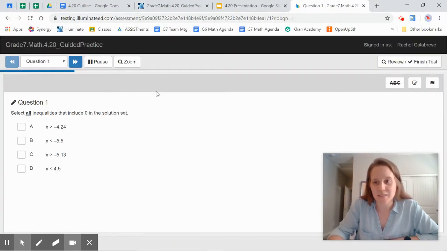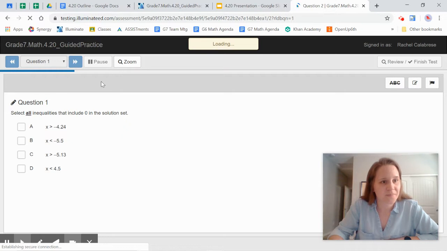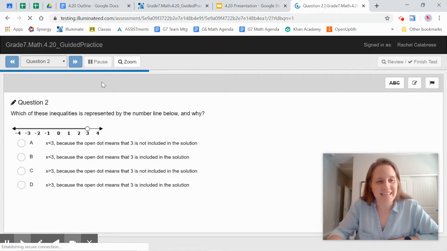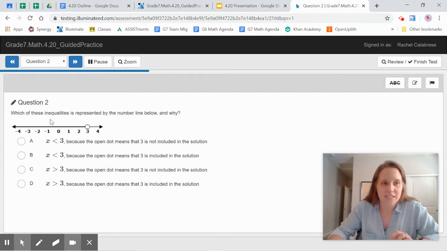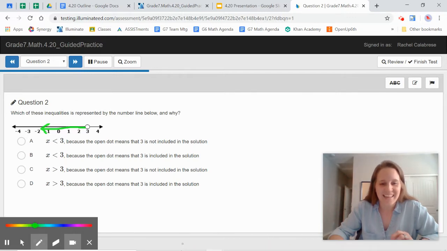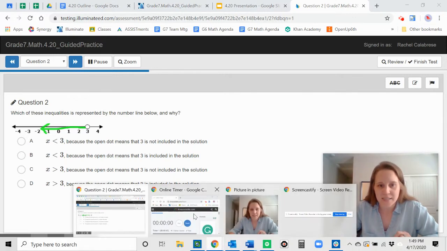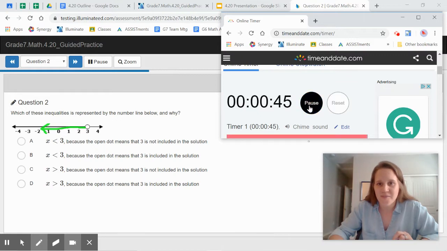Is this coming back to you? I hope so. All right, question 2 has that number line graph. I want you to read this on your own, but I want to point out that the values over here to the left, this line is more bold, and that's where the arrow is going. And that is an open circle. Okay, let's take 45 seconds. Go.